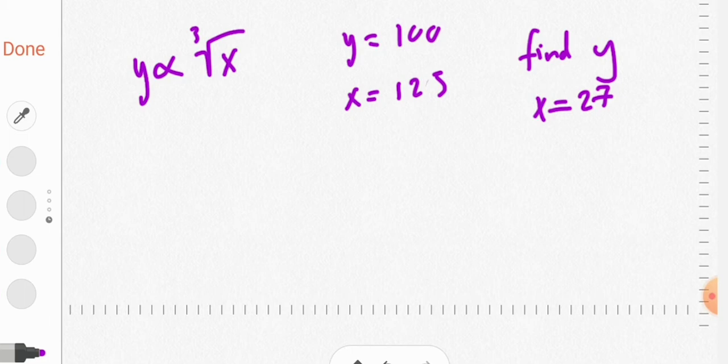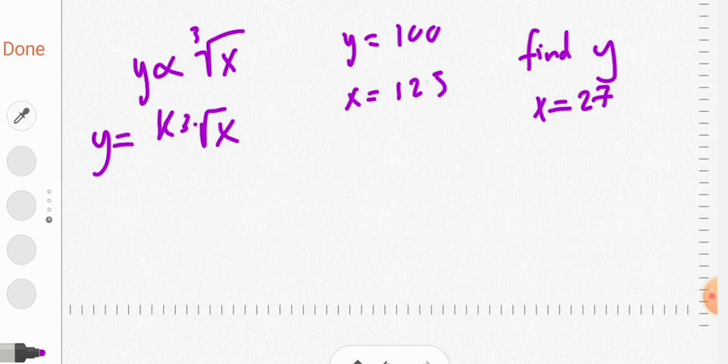Now what we want to do is essentially turn it into an equal sign. So we put y equals the cube root of x. Now when we get rid of this proportion sign, we put a k. Okay, and because it's direct, it's always k times the thing. Does that make sense? If it was indirect, it would be another formula, which we'll get to later. But generally, this is what happens. So it'll be y equals k times the cube root of x.